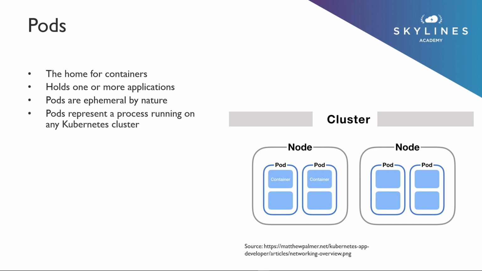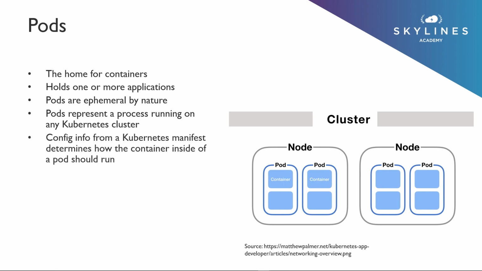Now, pods are a representation of a process running on any Kubernetes cluster. So it represents that process. And we can see this little graph here, and we can see essentially, you have your cluster, you have your nodes, and then if you look at the node on the left, you can see that that node has pods, and those pods have a container. Now, the config info from a Kubernetes manifest determines how the container inside of a pod should run. We did talk a little bit about manifests. We're going to actually do a fully hands-on demo with manifests, but I did want to bring up that a manifest determines how the container inside of a pod should run. Just keep that in mind.